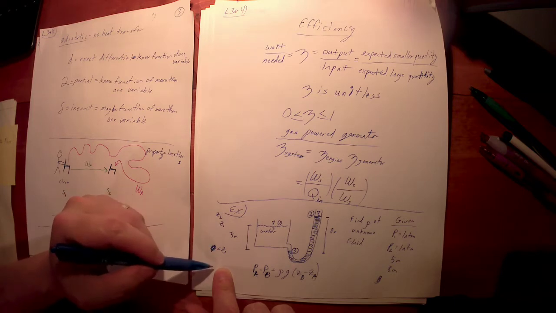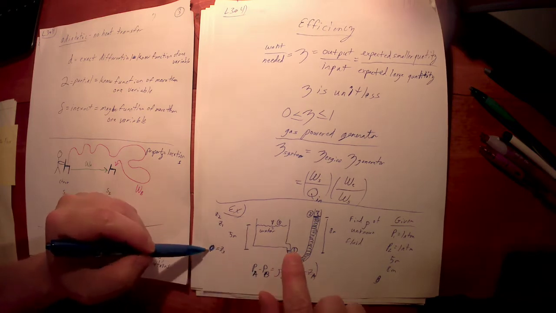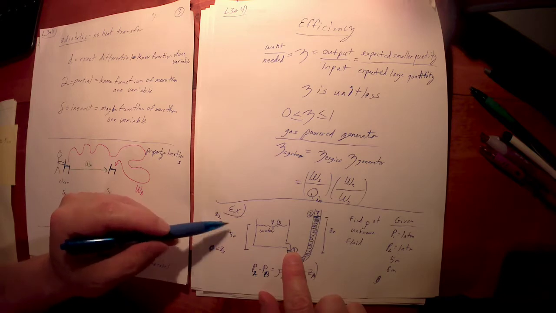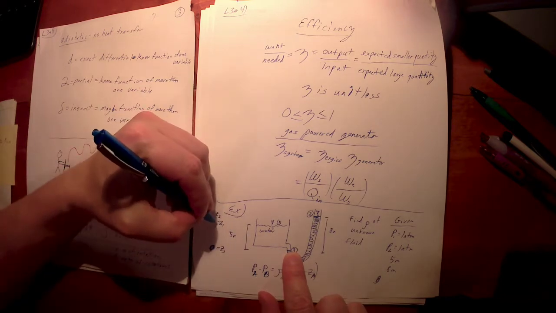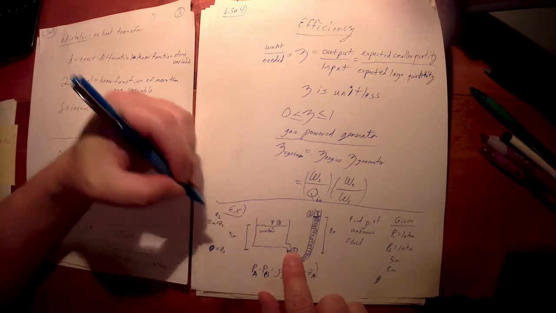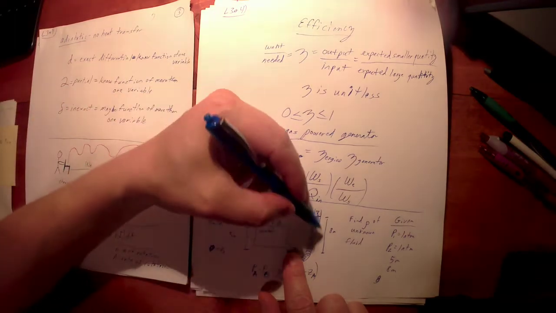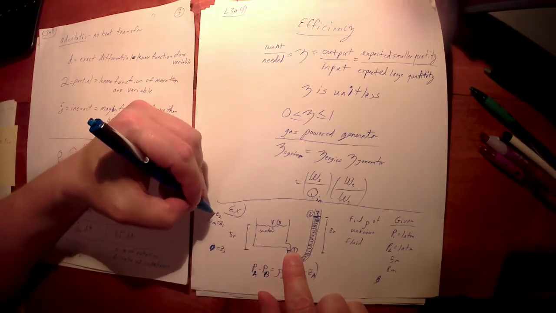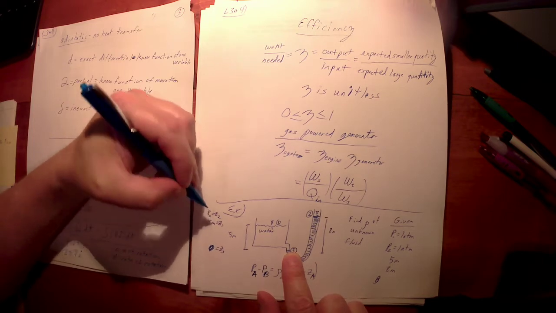Anything below it is going to be negative. So Z3, the lowest point, if I set that to 0, then Z1 right here, which is 5 meters above that, is a positive 5 meters. And Z2 is 8 meters above that, so that is a positive 8 meters.